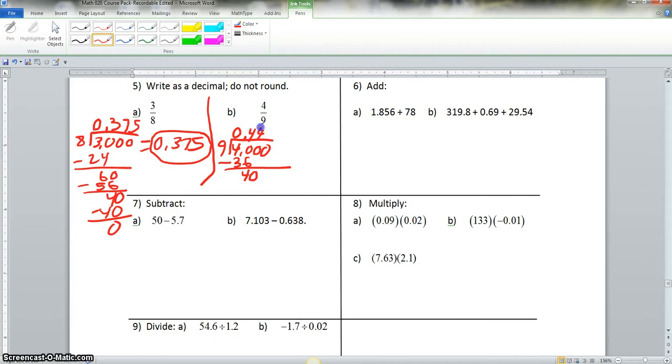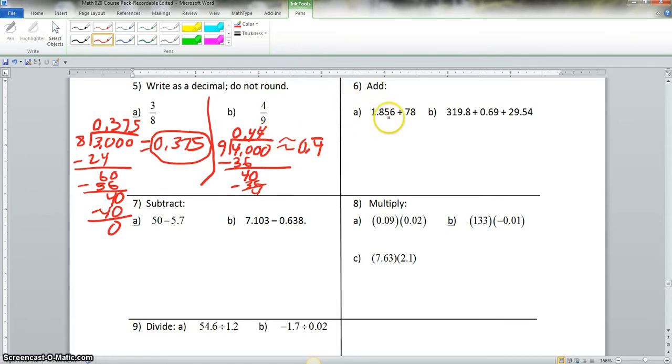You notice this is going to keep repeating here. So this is what we would do. Since we know it's going to keep repeating, we'll write it as a repeating decimal. It'll be 0.4 and then repeating decimal, the line over the 4 to let you know that all the rest of your answers are going to be 4. And that's the final answer to B. Now we go over here to 6A.